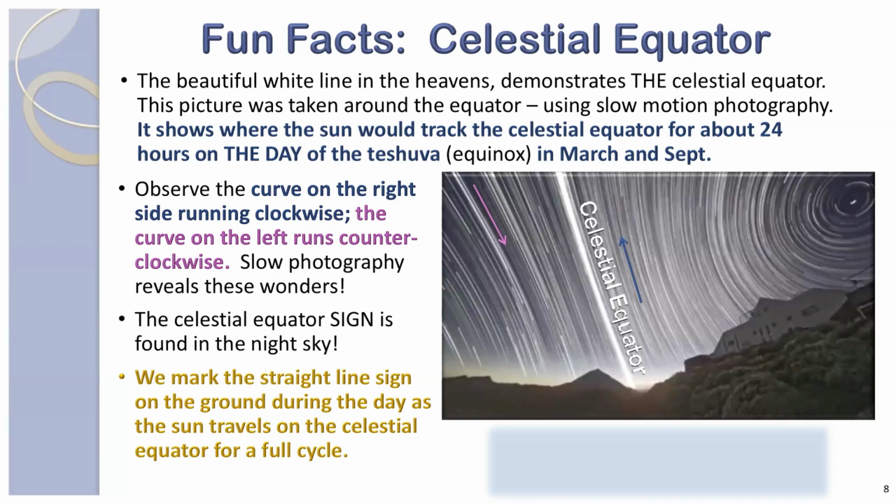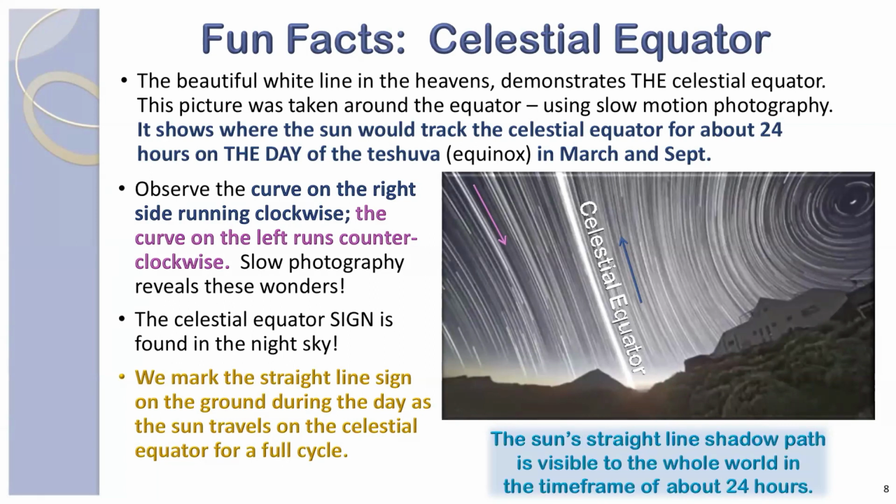We mark the straight line sign on the ground during the day as the sun is traveling on that celestial equator for a full cycle. So there's a sign in the sky, but we're going to mark it when we see it on the ground in the form of a straight line shadow. So that sun's straight line shadow path, here's the good part, is visible to the whole world in the time frame of about 24 to 48 hours. The whole world, 24 to 36 perhaps, because you wouldn't see the shadow at night.